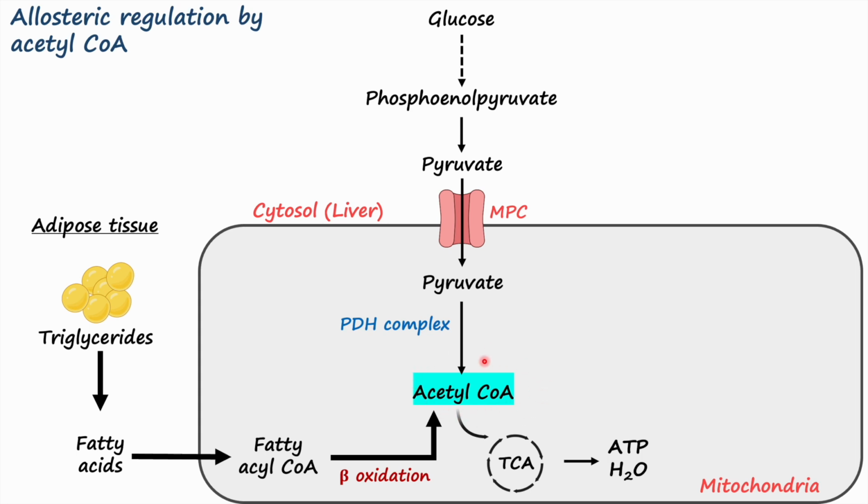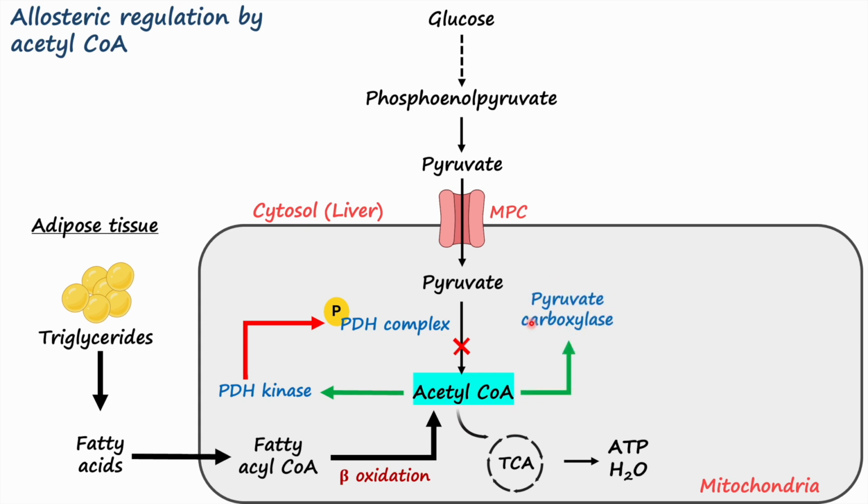As a result, acetyl CoA accumulates, and this increased level of acetyl CoA activates an enzyme called pyruvate dehydrogenase kinase. This pyruvate dehydrogenase kinase enzyme inhibits the pyruvate dehydrogenase complex by phosphorylating this enzyme. As a result, pyruvate can no longer be converted into acetyl CoA. On the other hand, this increased acetyl CoA also activates another enzyme called pyruvate carboxylase, and because of that, pyruvate is diverted from the glycolysis pathway to the gluconeogenesis pathway by carboxylating pyruvate into oxaloacetate.